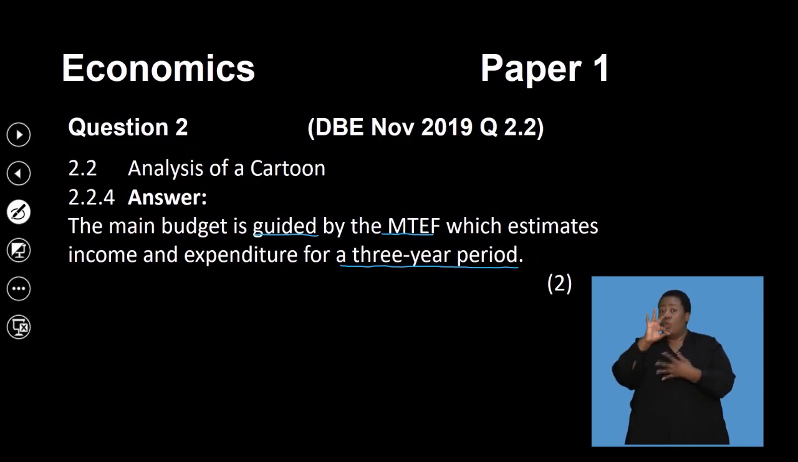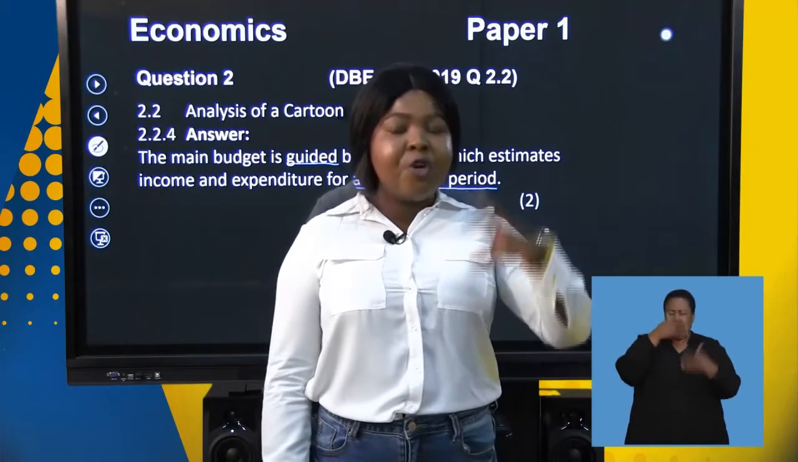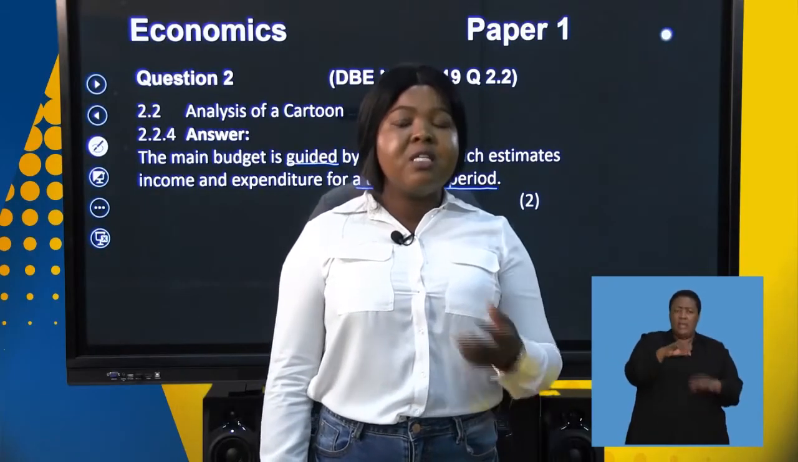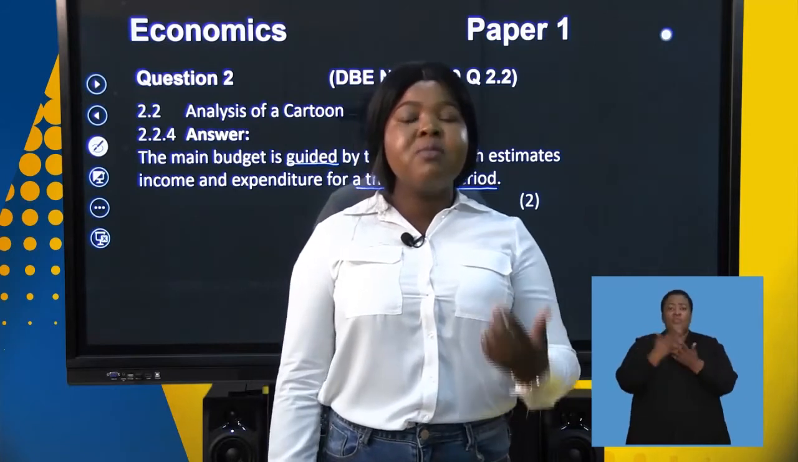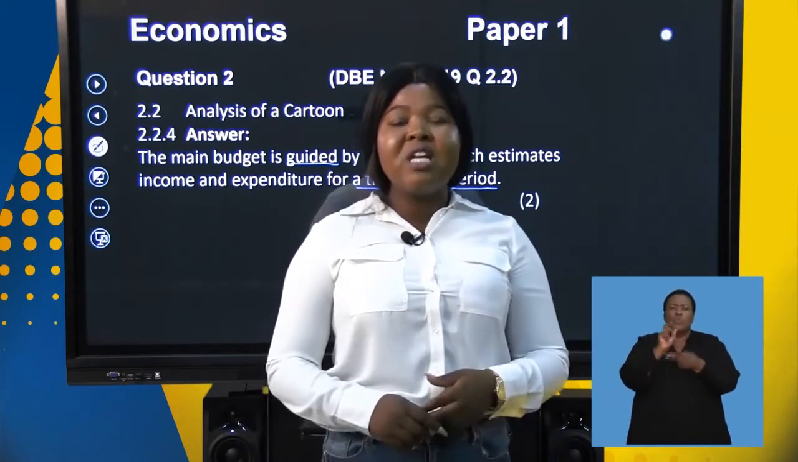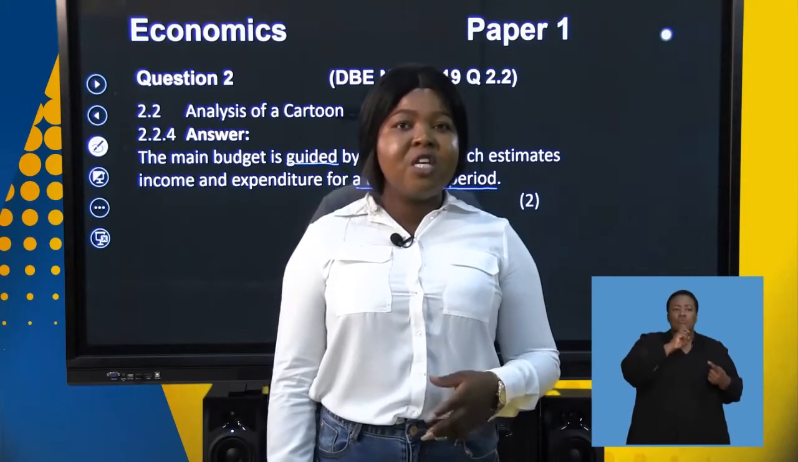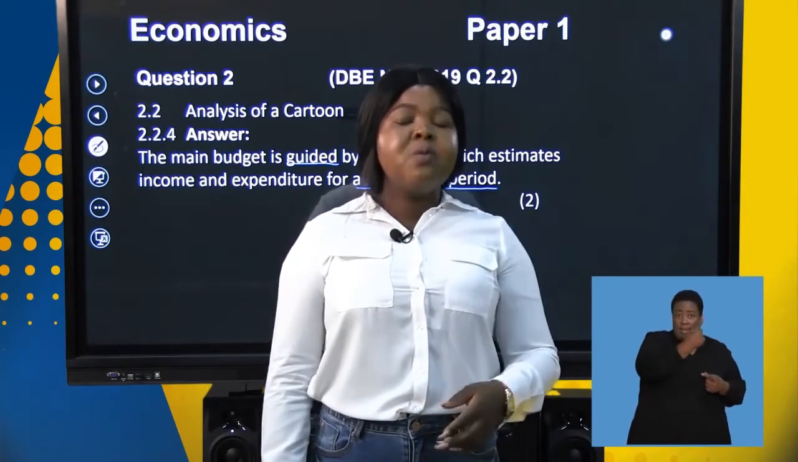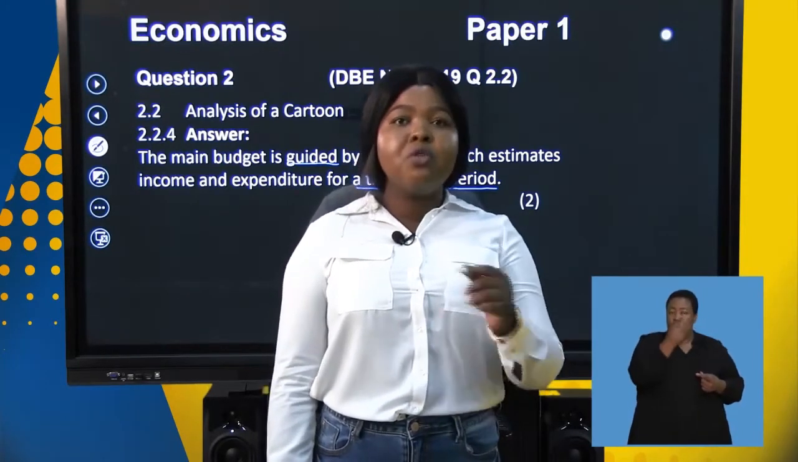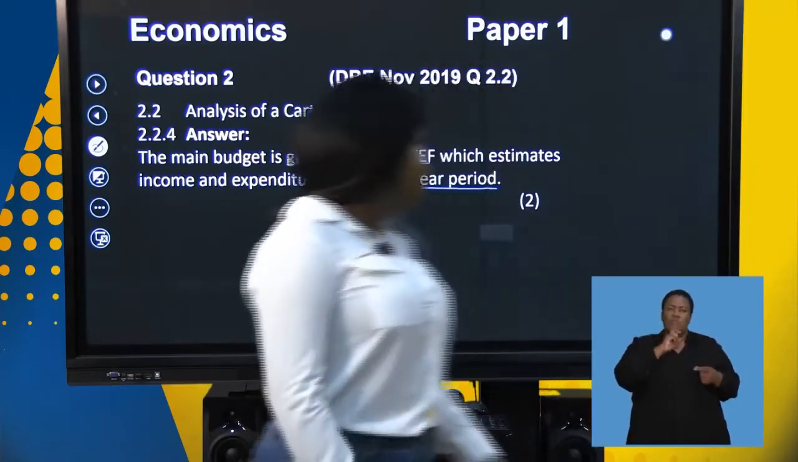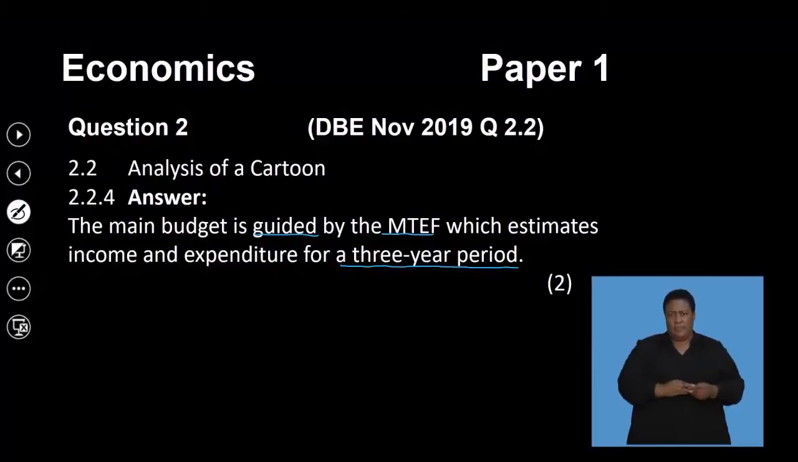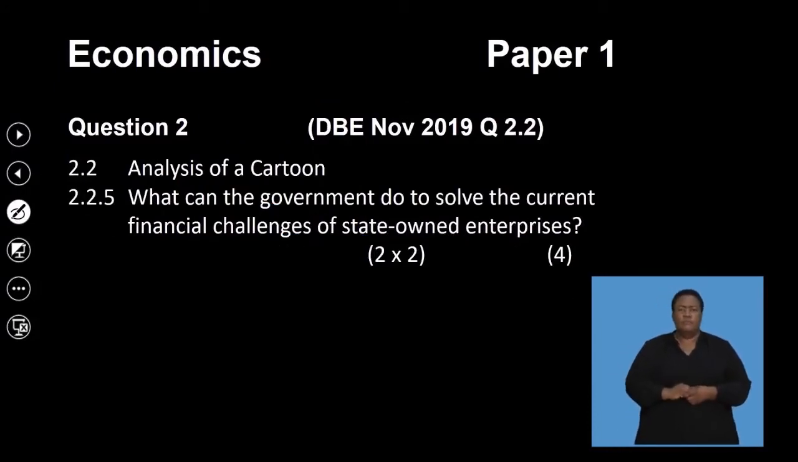Remember, boys and girls, in any part of the question paper, in section B and section C, you can use acronyms and abbreviations. You are not allowed to use acronyms and abbreviations in question 1, especially in question 1.1.3. Anyway, in the paper you are allowed to use acronyms. We are moving right along. Let's look at question 2.2.5.